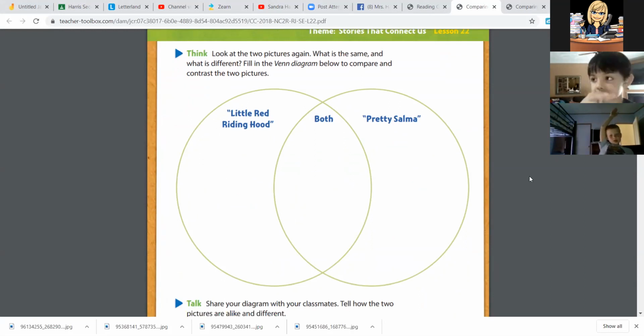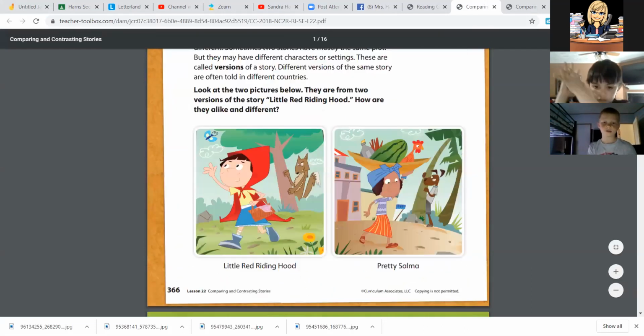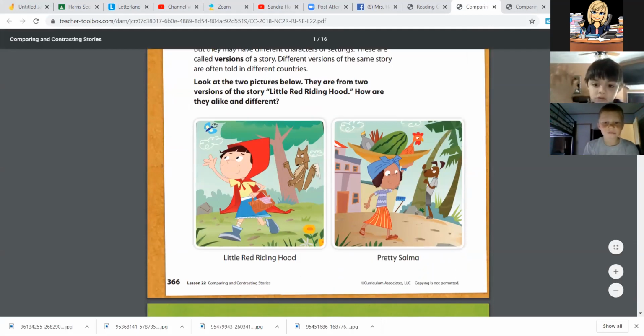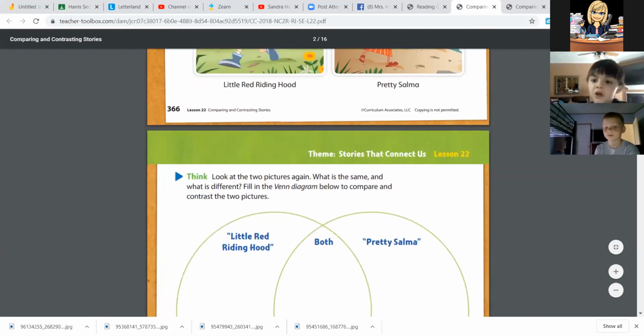Landon? In the story of Little Red Riding Hood, the little girl was bringing food to her grandma. So I'm thinking they're both bringing food to her grandma. Well, we don't really know where this one's going, but we know that one was going to the grandma from the story. But have you read Pretty Salma? Have either of y'all read that version? Nope. So they both have food, so we can say that, even though we don't know, we do know for sure because we've read Little Red Riding Hood. Those are cookies.